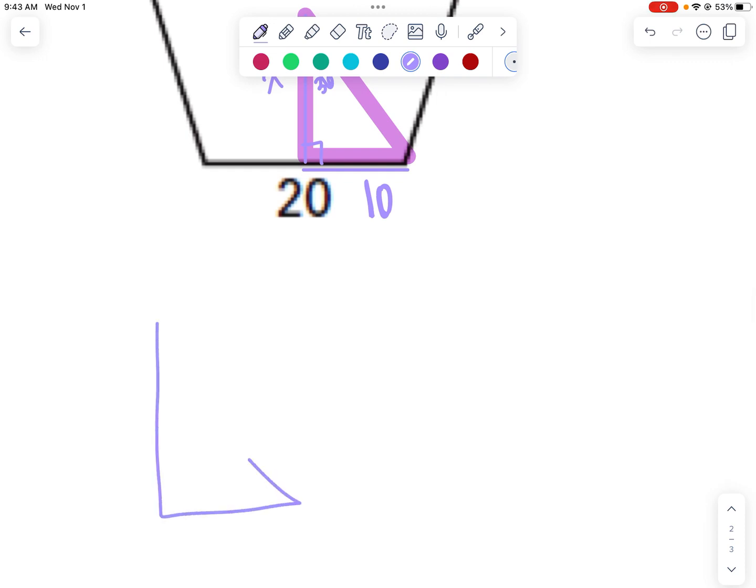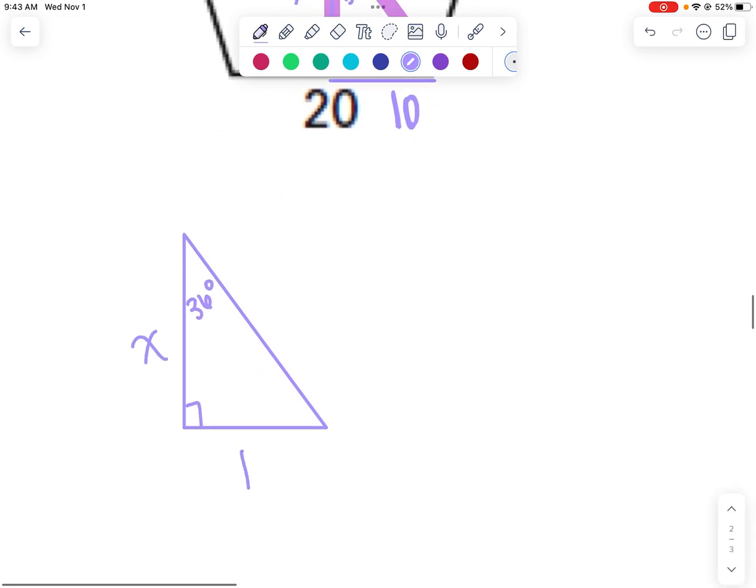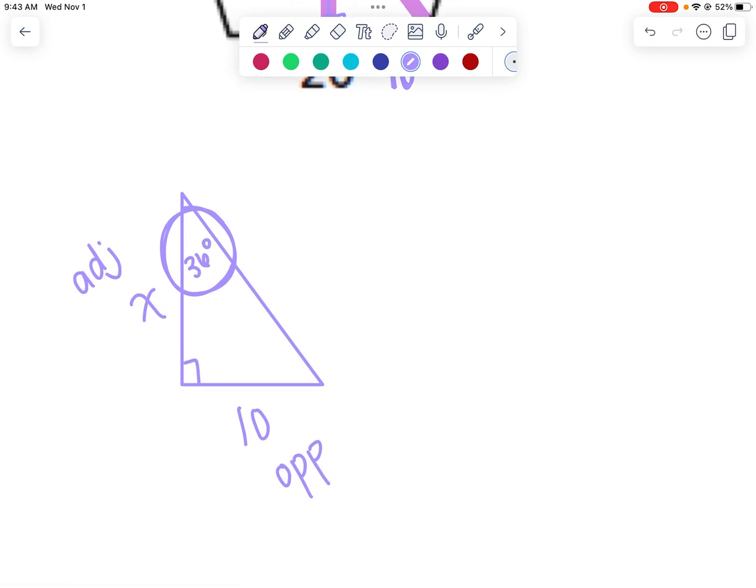So remember with trig, if I redraw that triangle, trig revolves around your acute angle. So there's your x, there's your 10. I want to circle my angle, start labeling. 10 would be opposite. X would be the adjacent. If I have opposite and adjacent, I would use tangent. And remember that these formulas are on the board and you don't have to memorize them. So tangent of 36 equals 10 over x.